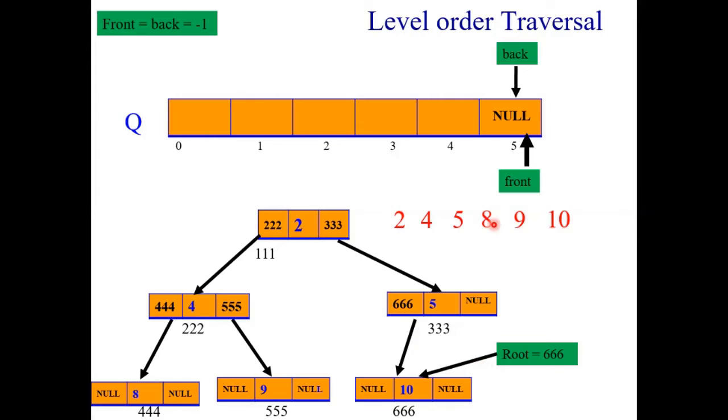Next, finally, what do we do? I do the front operation. So root becomes null. Is root equal to null? What happens? So it becomes empty. So let's stop the process. This is how we can do the level order traversal for this binary tree.